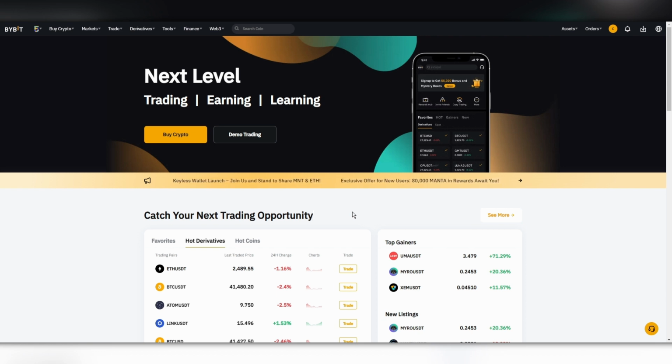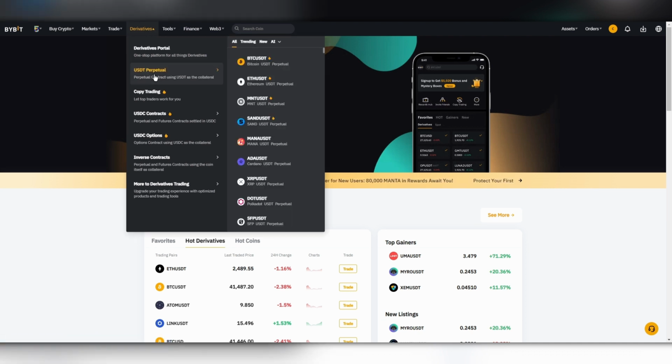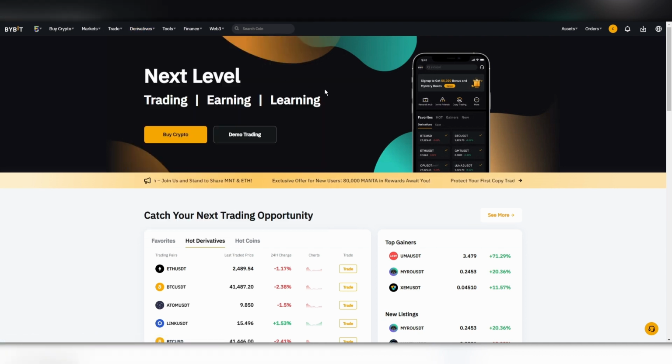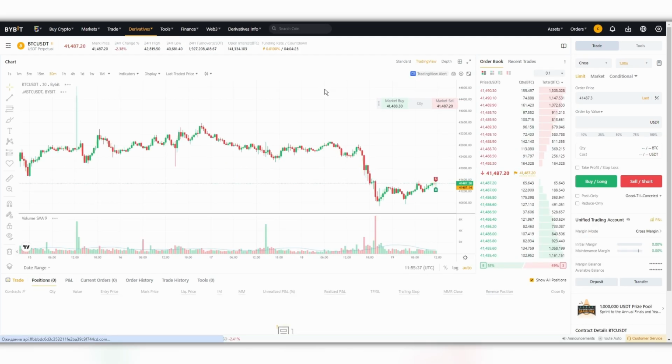First of all, let's find out how to get to the futures section of the trading platform. Perhaps you are a beginner and have never traded futures. Go to the derivatives section, choose the USDT perpetual and a pair, let's say Bitcoin, as the most popular and widespread.